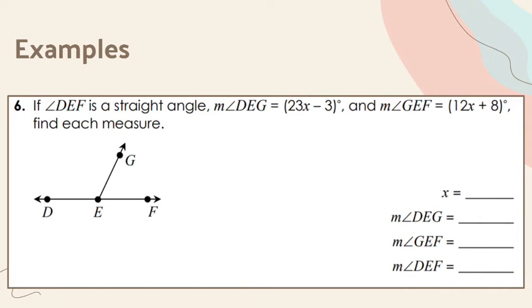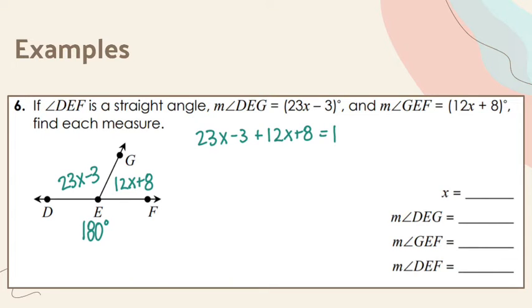Angle DEF is a straight angle. Straight angles measure 180 degrees. Angle DEG is 23x minus 3, so that goes here. And angle GEF is 12x plus 8. Find each measure. So again, we'll start with x. 23x minus 3 plus 12x plus 8 equals 180.